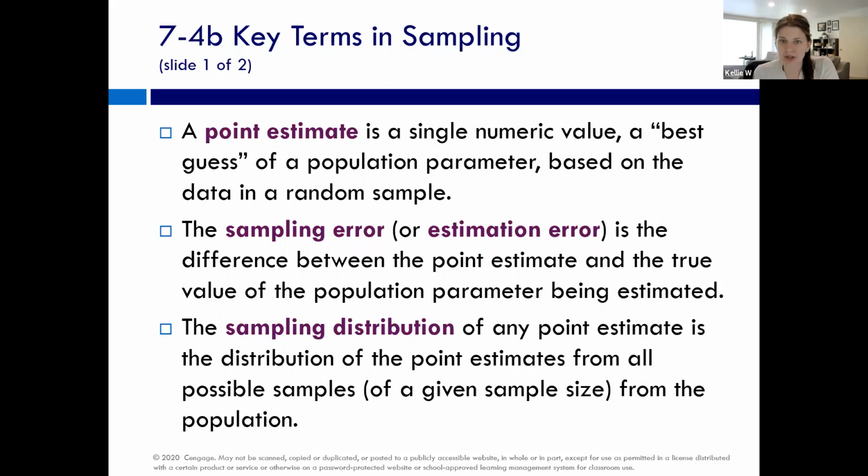So, some key terms for sampling. Point estimates are the best guess we have of a population parameter based on the sample. So the mean, or the average, of the sample is a point estimate. The sampling error is the difference between the point estimate of, say, that mean and the true value of the population parameter we're estimating.